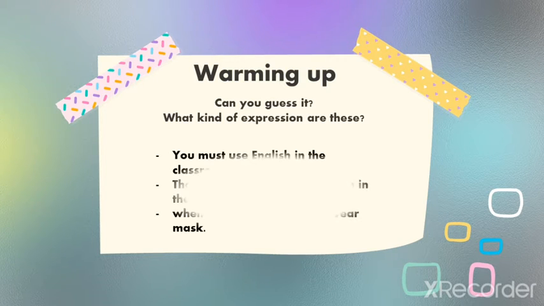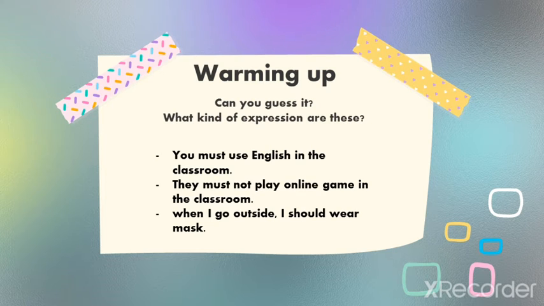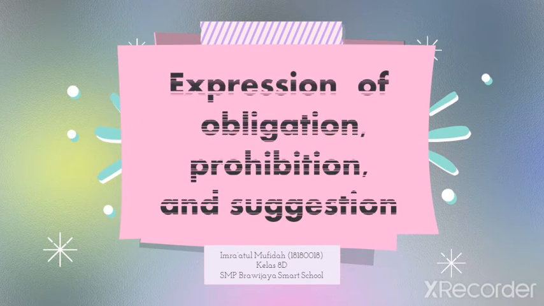Well, smart students, the first thing I want to ask you, do you have any ideas what kind of sentences are these? Pause it and try to answer. Yeah, those sentences are expressions of obligation, prohibition, and suggestion. And these are our topic in this meeting. So, are you ready to study this material, guys? Let's begin our lesson.